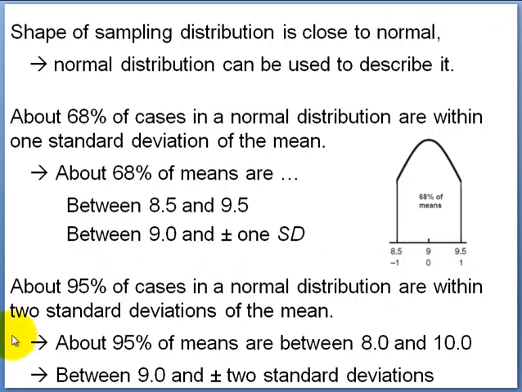And similarly, it's the case that in a normal distribution, about 95% of cases are located within 2 standard deviations of the mean, so that therefore in our sampling distribution, about 95% of cases are between 8 and 10. In other words, about 95% are between 9 plus or minus 2 standard deviations.